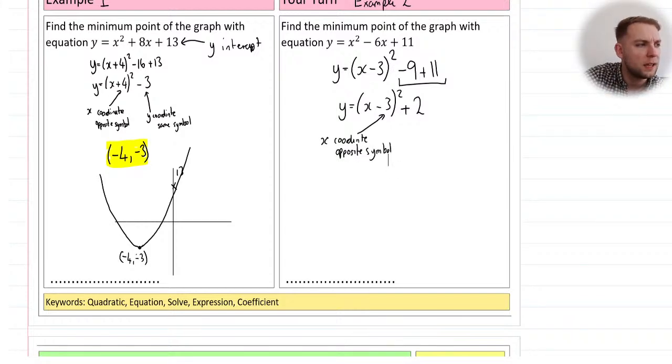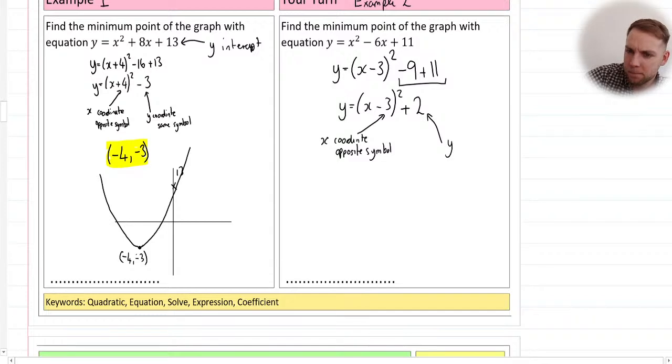And the one on the right is your y coordinate, and the same symbol. So if I'm doing this, it's going to be the opposite symbol, which is going to be negative 3, so it's going to be positive 3, and it's going to be positive 2, like so.